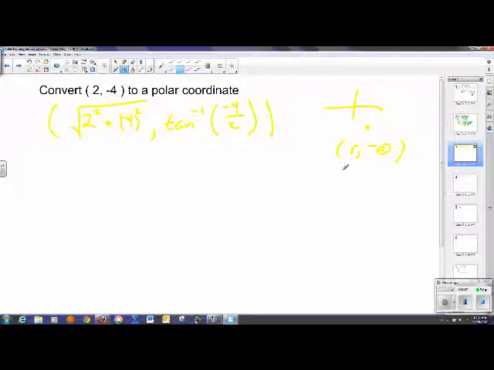All right, and let's go ahead and do that. We get the square root of, let's see, 4 plus 16, the square root of 20, so that's 2 root 5. We can leave that like that, and then we just take the arctan of negative 2, which gives us roughly negative 63.43 degrees.